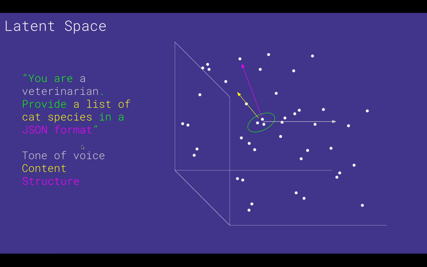So when we say you are a veterinarian, we say you're an expert. Talk to us as an expert. When we say provide a list of cat species, we're saying more specifically, give us this list, instead of saying tell us about cats. And then we say in a JSON format, and that provides structure.